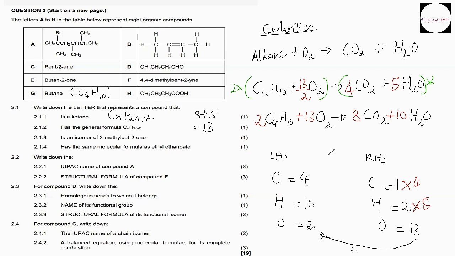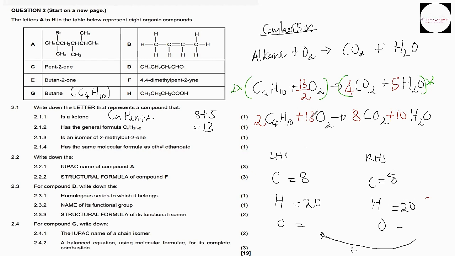Now let's check and see if the sides are now balanced. How many carbons are on the left-hand side? That's 8 now, 2 times 4. And on the right-hand side, that's 8 times 1, still 8. And how many hydrogens on the left-hand side? 2 times 10, that's 20. And how many this side? That's 10 times 2, that's 20.